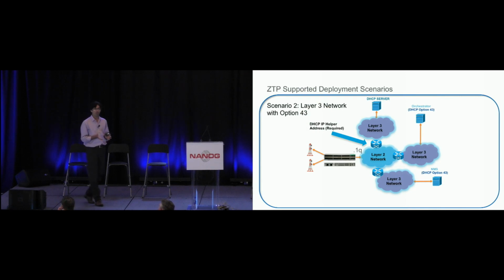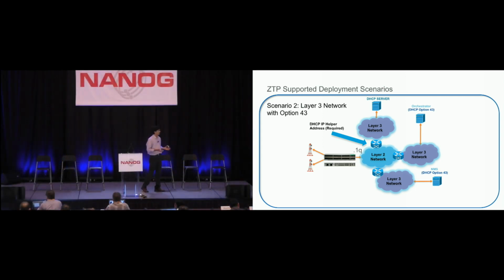So suppose you're familiar with option 43. Option 43 is the vendor-specific option that we used for zero touch provisioning. If you're still using it, and it's a layer 3 network, then the first hop needs to be configured as a DHCP relay. That's a basic DHCP requirement. This is nothing special from a ZTP point of view, but you need to configure the DHCP relay so that you can send the information out. In that case, the device directly sends the information to the DHCP server or NMS system and downloads the configuration directly from the controllers.